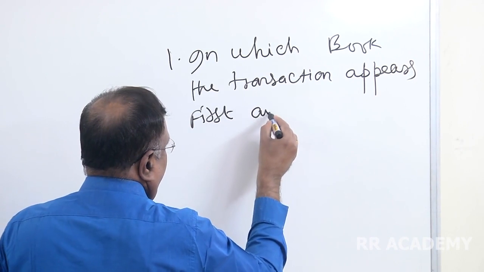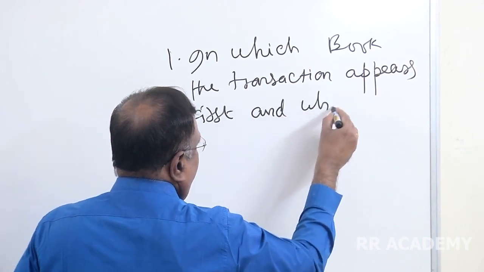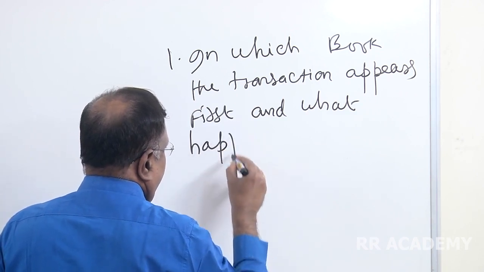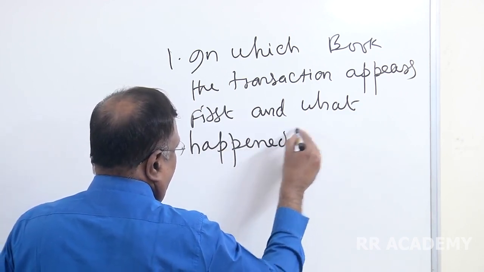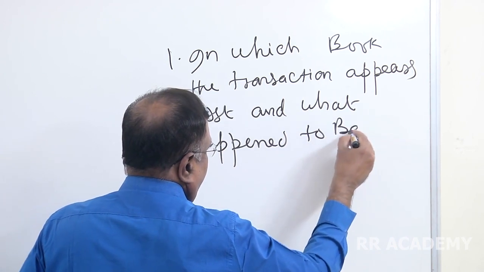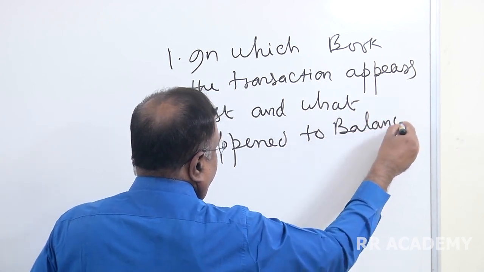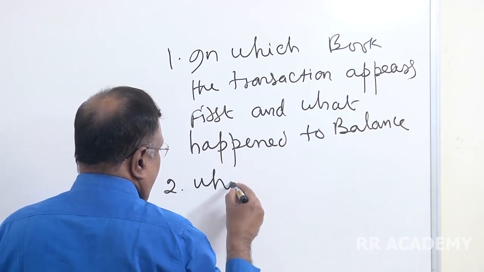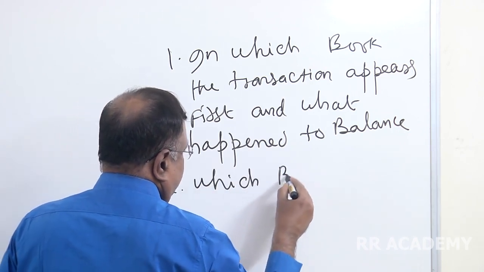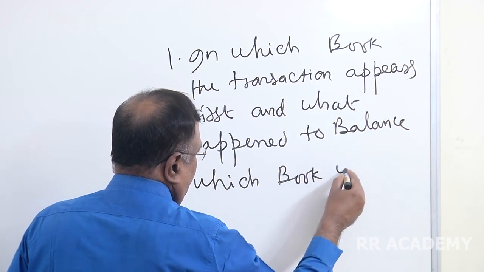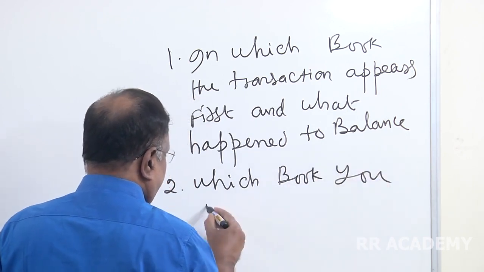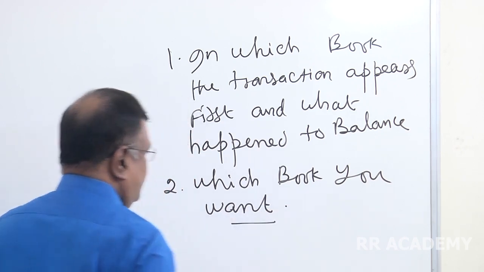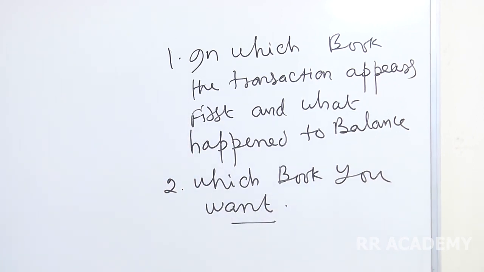And what happened to the balance? Increase or decrease? Second rule: which book do you want? Very simple. These are the two rules that you have to remember.